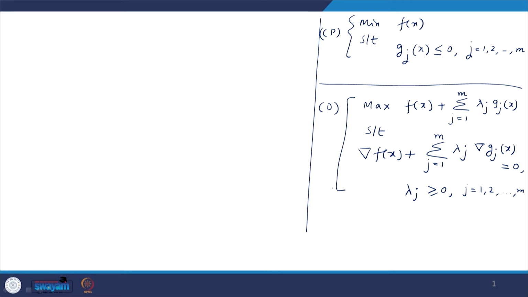So, what is the weak duality result? The weak duality result states that if x is any feasible point of the problem CP and (u, lambda) is any feasible point of the problem D, then f(x) is always greater than or equal to f(u) plus lambda transpose g(u). Now we have to prove this. It is given to us that f is convex and g_j for all j are convex, x is feasible for CP and (u, lambda) is feasible for problem D. So, let us try to prove this result.